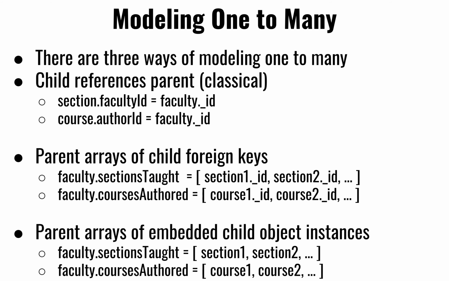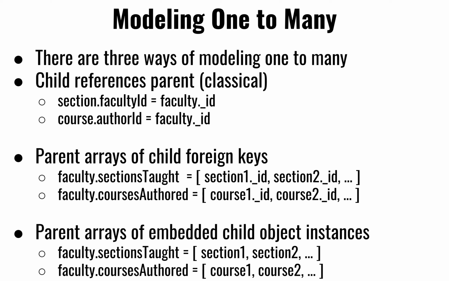Now in the classical implementation, in relational databases, the children would have references back to their parents, so you would know who they belong to. So the classical sense would be that, for instance, the section would have a foreign key called faculty ID that would have a value of the primary key of the faculty. Same thing with course. Course would have maybe an attribute called author ID that would tell you who the author was, a particular faculty. Make sense? This is a classical implementation, and you could do this in Mongo just as well.